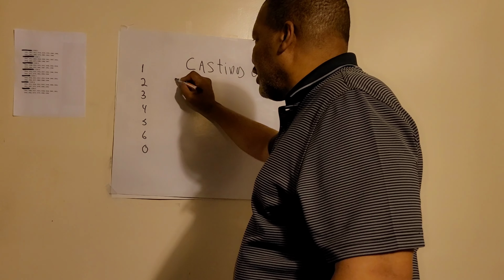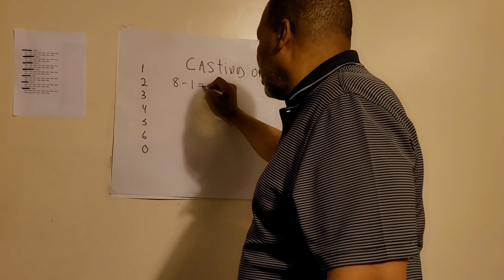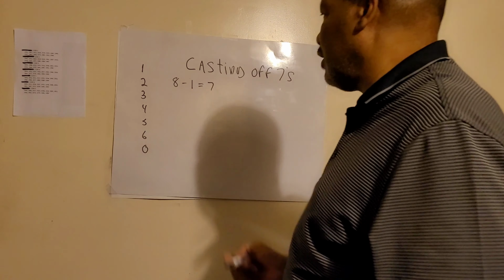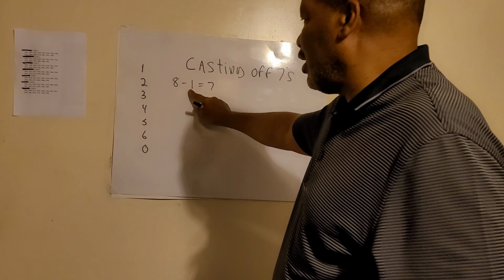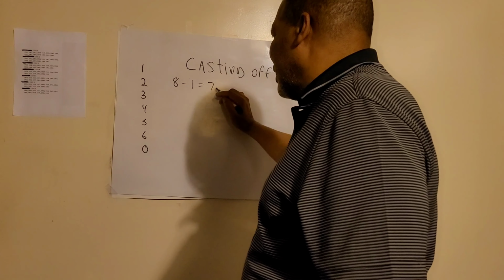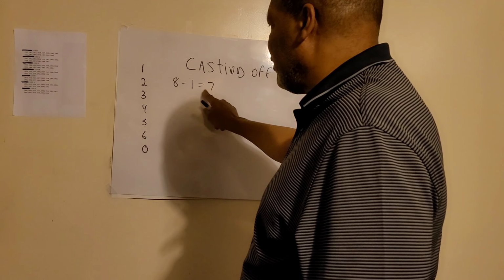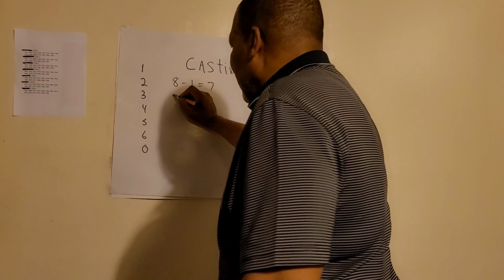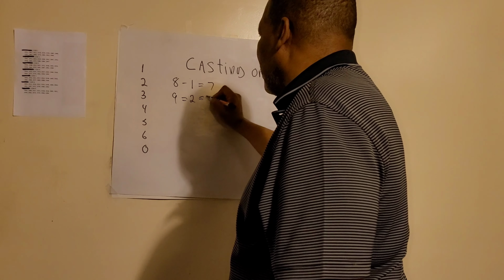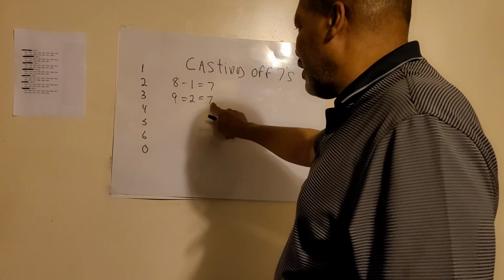If you have an 8 minus 1 equals 7. Okay? So you've cast off your sevens, and that means you've got 1 less. Okay? So let's just say it this way. 8 minus 1 is 7. So therefore, if you go backwards, you got an 8 and you cast off sevens, you got 1 left. If you got a 9 and you minus 2, that equals 7. So therefore, if you take away 7, you have 2.